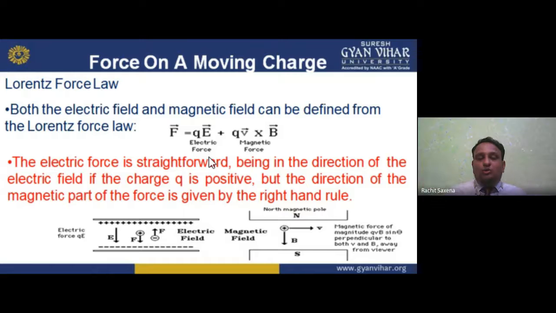If we don't know how a current carrying conductor in a magnetic field experiences force, and if Lorentz had not given any force law, we wouldn't know. So these are the basic concepts. It is given by Fleming's right hand rule or the right hand rule. So see here.